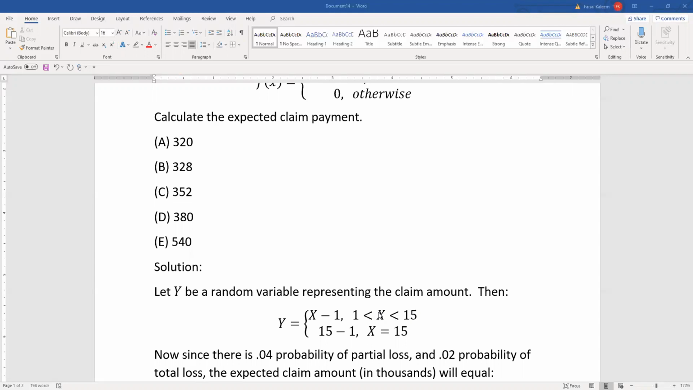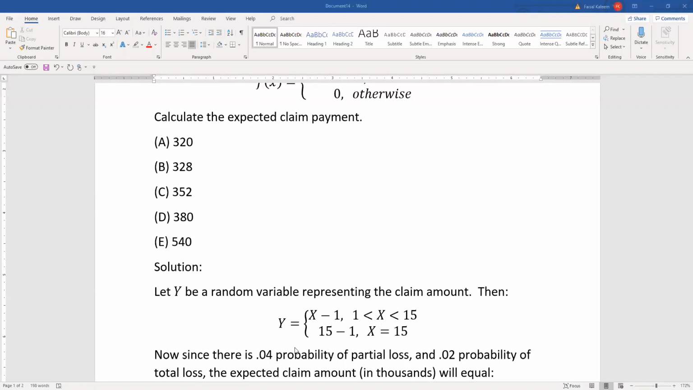And in this case, the claim amount will be loss minus the deductible. So the deductible was 1,000. But if there's a total damage, then it will be just 14, because 15,000 is the value of the car and 1,000 is the deductible, and then you will be paid 14 if the loss is 15. And these are the only two scenarios where there will be a claim amount. So I've not written the parts where the claim amount will be 0.